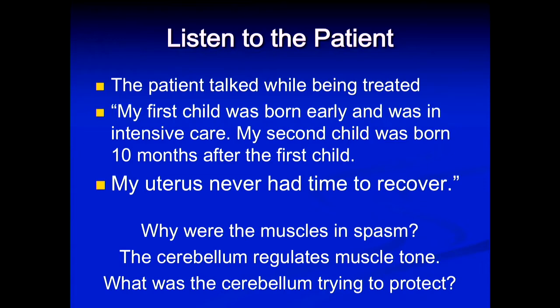And she said, "My first child was born early and was in intensive care. And so what do you do when your child is in the hospital, your infant is in intensive care? You go home, you have sex with your husband." So her second child was born 10 months after the first child. They were right 10 months apart. And then she said, "My uterus never had time to recover."